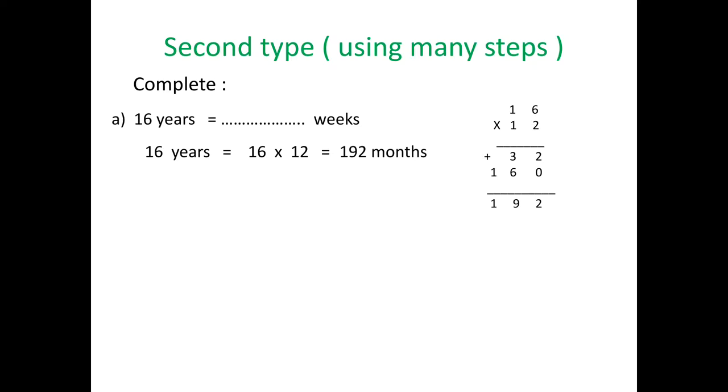Am I done? Not yet. I need to convert to weeks. So can I convert from months to weeks? Yes, because I know that there are 4 weeks in a month. So now it's possible for me to reach the weeks. From months to weeks, is it multiplication or division? It's multiplication because it's from the bigger to the smaller, from months to weeks. Which number will I use? I will use 4. Why? Because there are 4 weeks in a month. So take the 192 multiplied by 4, and you will get this number. Now I got the final answer, which is 768.